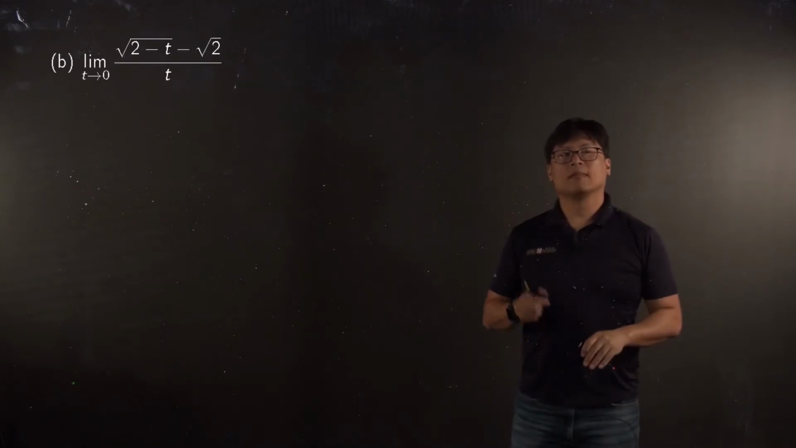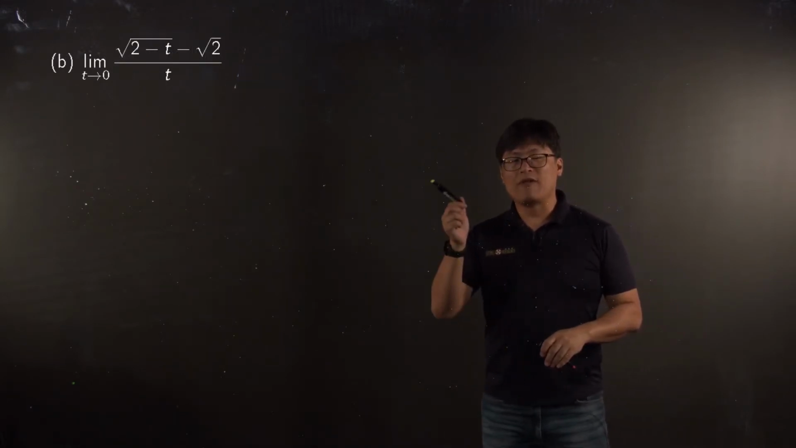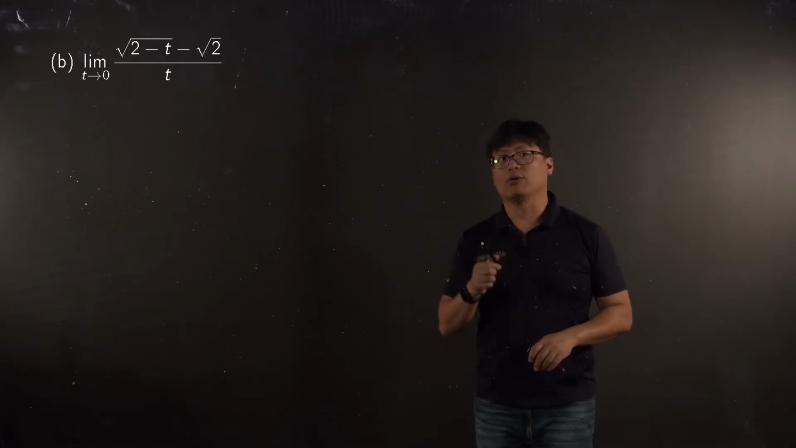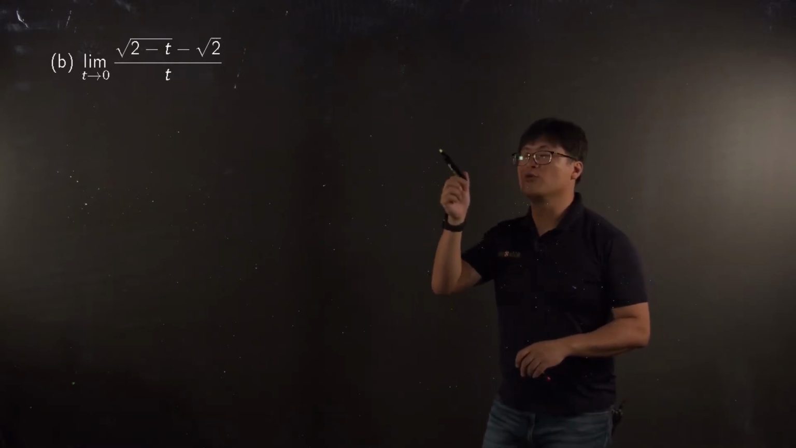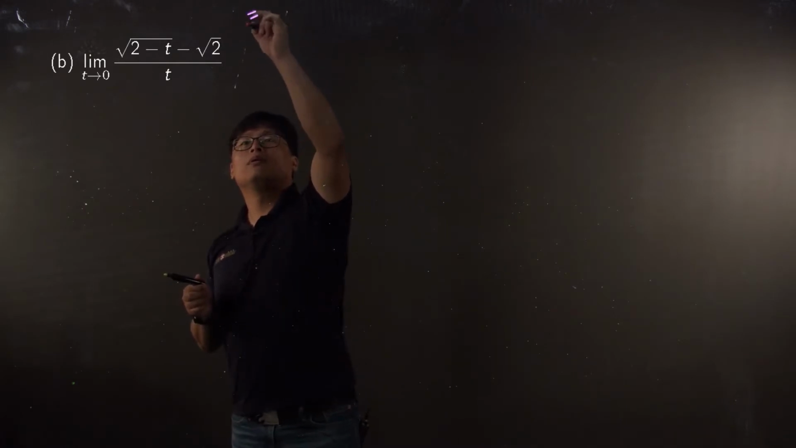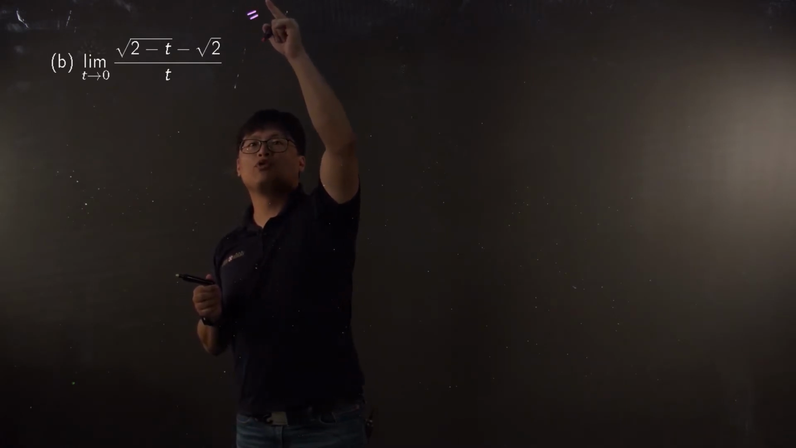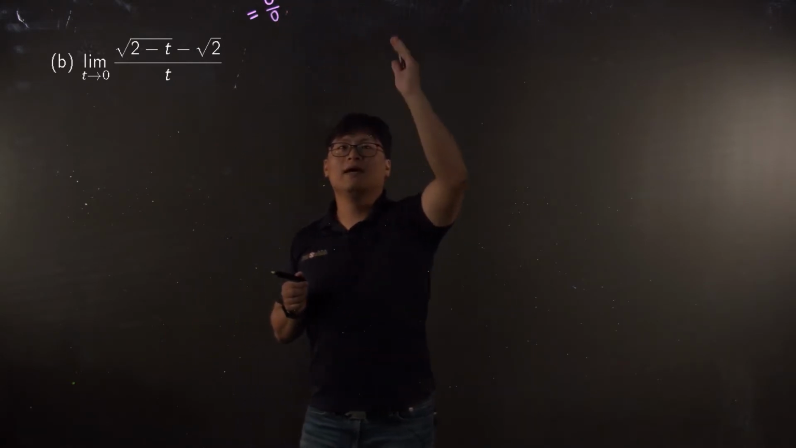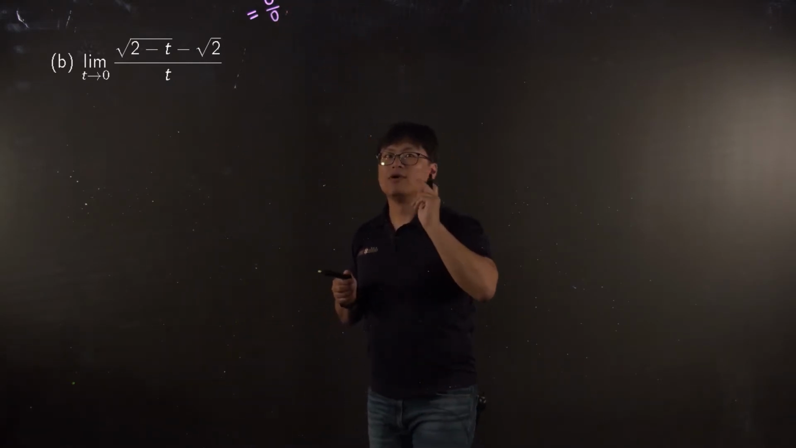Again, whenever we have to evaluate a limit, we're going to start by plugging in. We're going to plug in t equals 0. Then for this problem, when you plug in t equals 0, what happened? Your numerator will be square root 2 minus square root 2. Oh, 0 over 0. That is exactly indeterminate form.